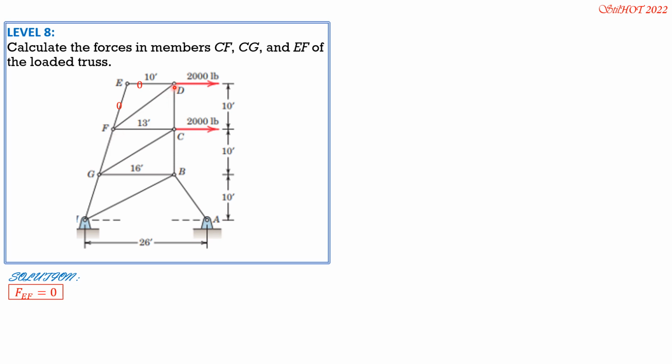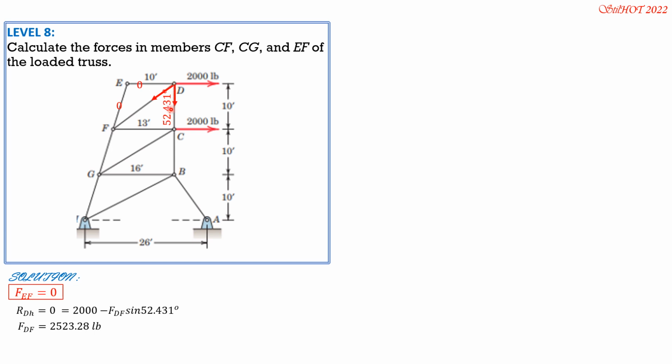Then we proceed to joint D because there are only two unknown forces here. The measure of this angle is arctan of 13 over 10, and that is 52.41 degrees. To get rid of simultaneous equations, the summation of horizontal forces at D equals 0. So 2000 minus the horizontal component of FDF, which is FDF sine of 52.41. So FDF is positive 2523.28 pounds.